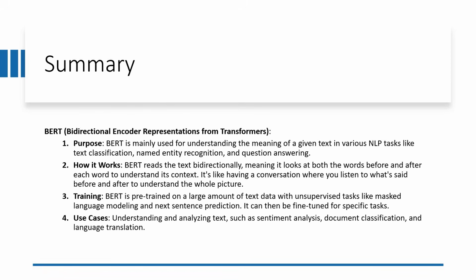I told you this. It reads the text bidirectionally, meaning that it looks at both sides, the left and the right, the word before and the word after, and that's how it works. BERT is pre-trained on a large amount of text data with self-supervised tasks like masked language modeling and next sentence prediction. You can fine tune it as you wish.